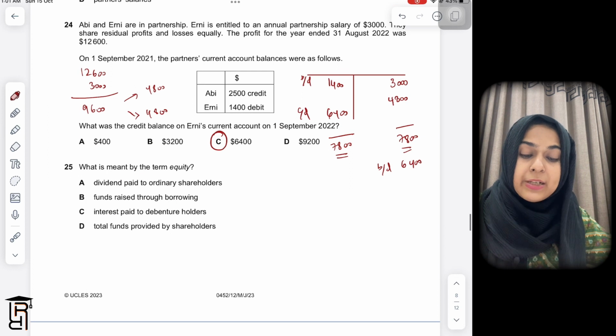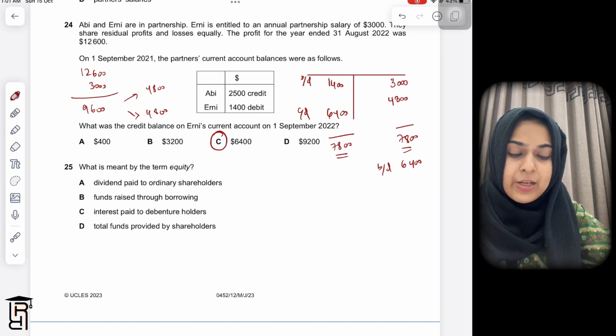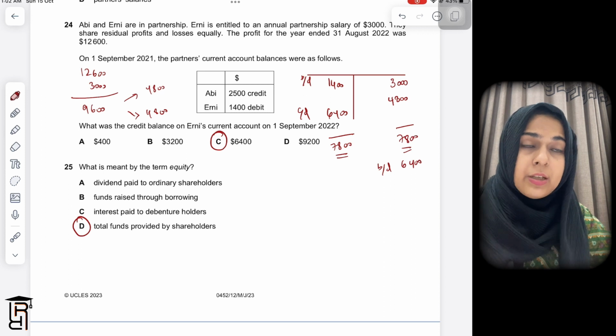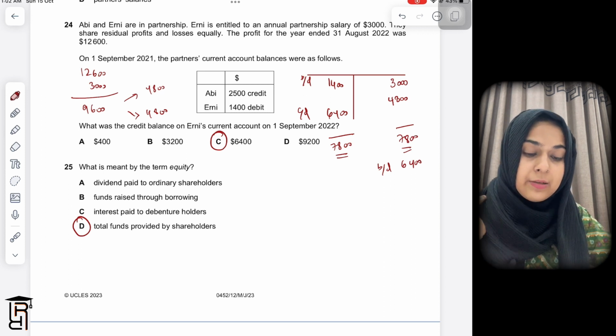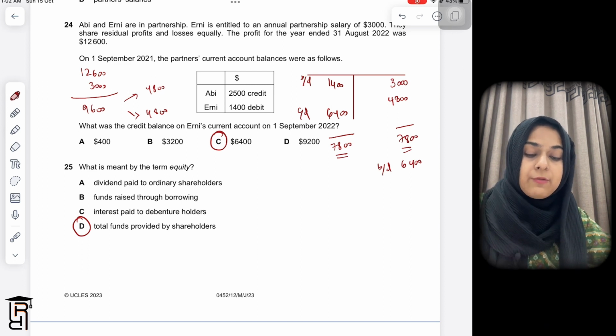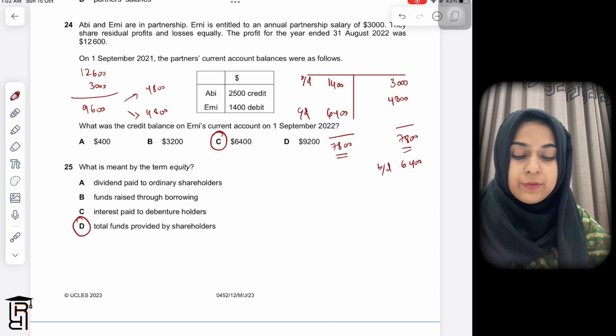Okay, what is meant by the term equity? The term equity is the total funds provided by the shareholders. Equity in the case of limited companies is what the shareholders are investing. So ordinary share capital can come here, preference share capital can come here. Equity is raised from shareholders, whatever funds you're raising from shareholders. The rest of the options are obviously incorrect.